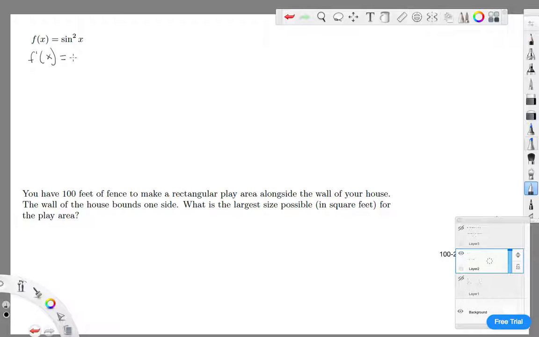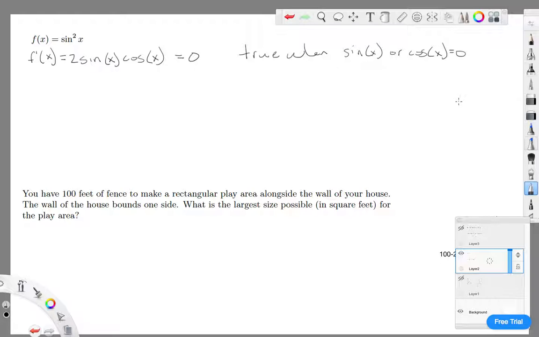F prime of x is equal to 2 sine x times cosine x. Remember, you have to take the derivative of the inner function and multiply that by the derivative of the outer function. We're going to set this equal to 0, same as we did before. And so this is true when either sine of x or cosine of x equals 0.